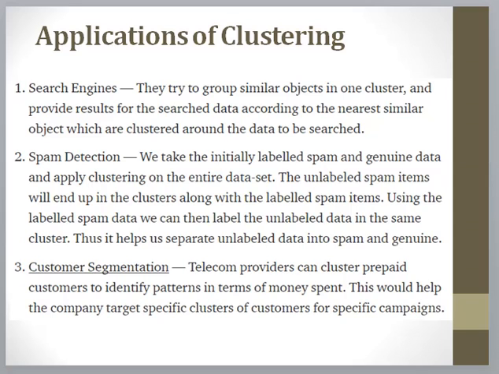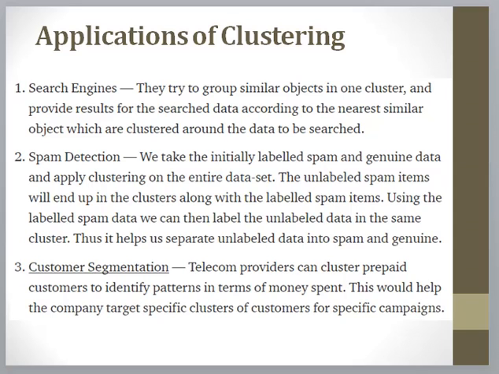Similarly, as I told earlier, we can use clustering algorithms to perform email spam classification or detection, right? So in spam detection, we take the initially labeled spam and general data and apply clustering on the entire data set. The unlabeled spam items will end up in the clusters along with the labeled spam items. Using the labeled spam data, we can then label the unlabeled data in the same cluster. Thus, it helps us separate unlabeled data into spam and genuine.